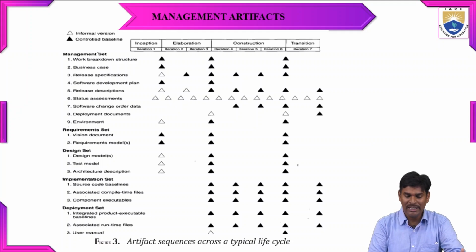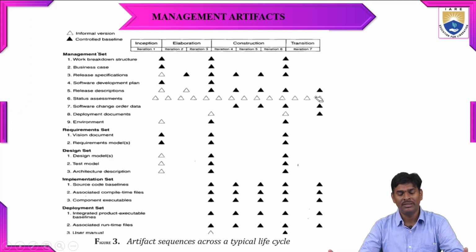Here the black color indicates that it is in a control baseline, whereas the white color indicates that it is in informal versions. There we need to check what the major changes are during these management artifacts.